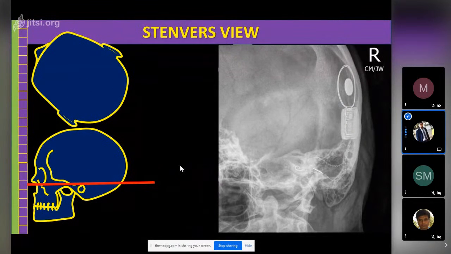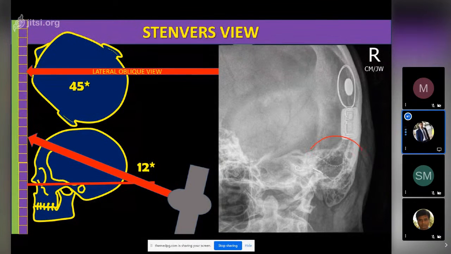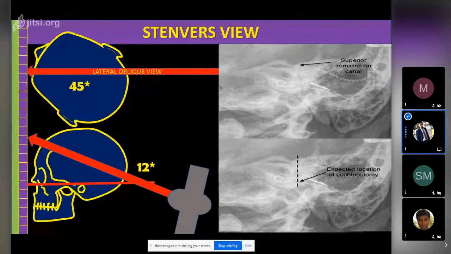The Stenver's view is also a PA view with an oblique direction. It is mainly done to study the mastoid process and to see the cochlear implants. If you draw a line perpendicular to the superior semicircular canal, the cochlear implant is always supposed to be present inside this part, and only then is the cochlear implant at the right place. You just have to remember the Stenver's view, which is done to see the cochlear implant.